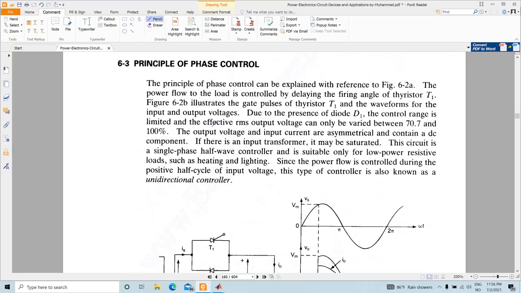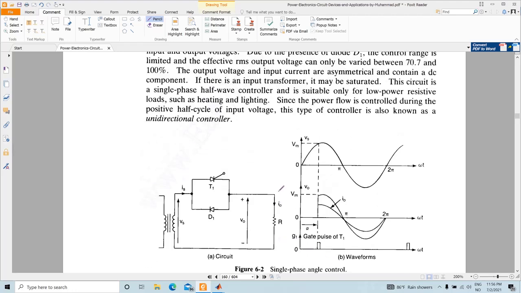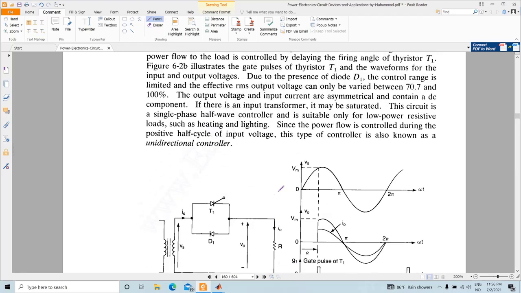Okay, so the next one is the phase control. The term phase control, as it says, means the thyristor is fired or triggered at a phase angle higher than 0 degree. So you control the firing angle of the thyristor, and by controlling the firing angle you control the output voltage. The idea is very simple, and there are several different kinds of controllers.